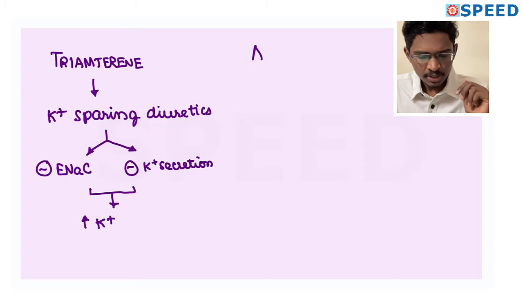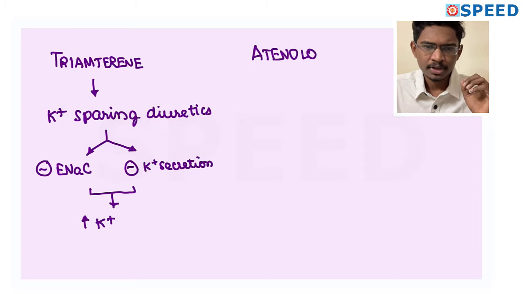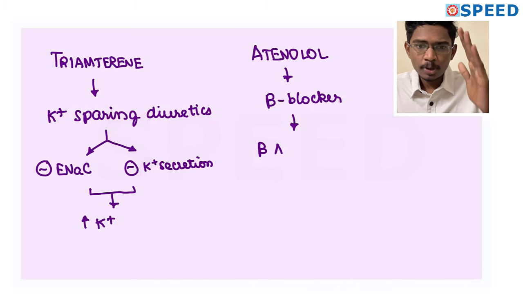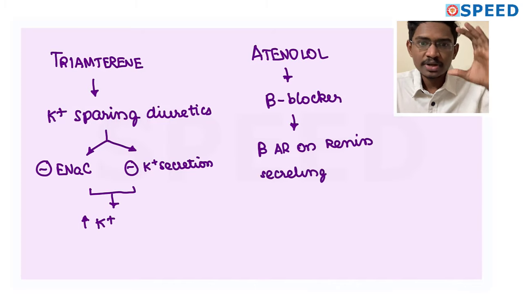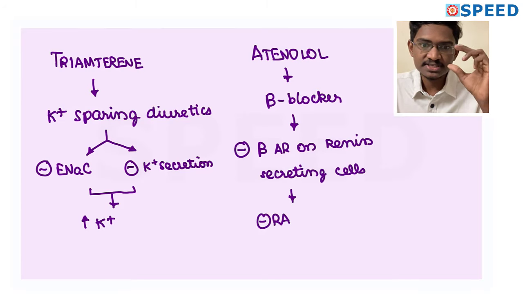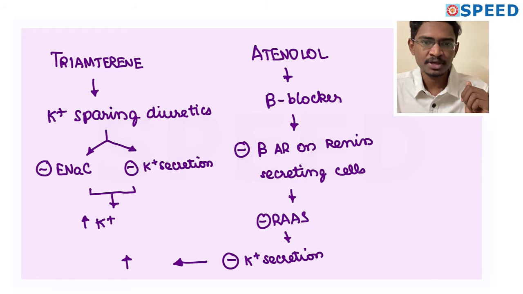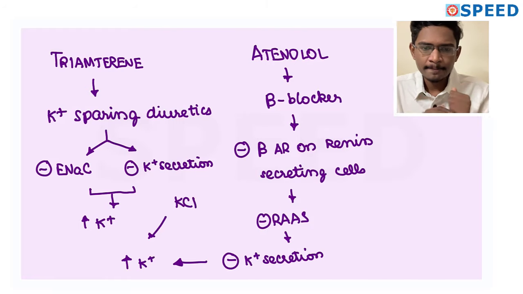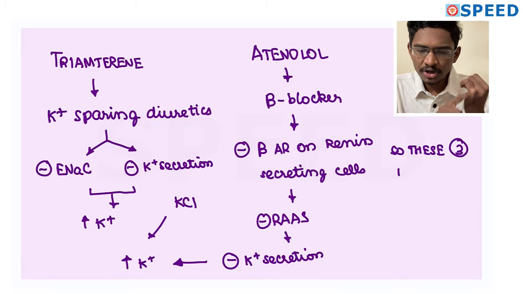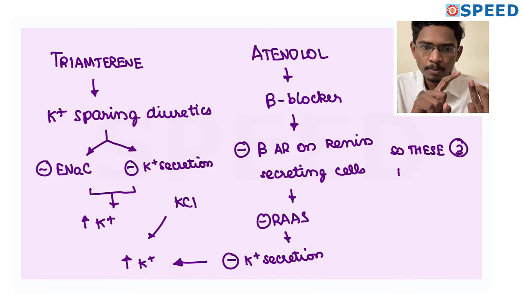Next, atenolol. Atenolol, if you see, is a beta blocker. It inhibits beta receptors on the renin secreting cells in the kidney, the JGA apparatus, of the renin-angiotensin-aldosterone axis. So the RAS system is not activated, aldosterone is not functioning. Aldosterone's action is sodium water retention, potassium secretion, proton secretion. Potassium is not secreted out, so that will lead to hyperkalemia.